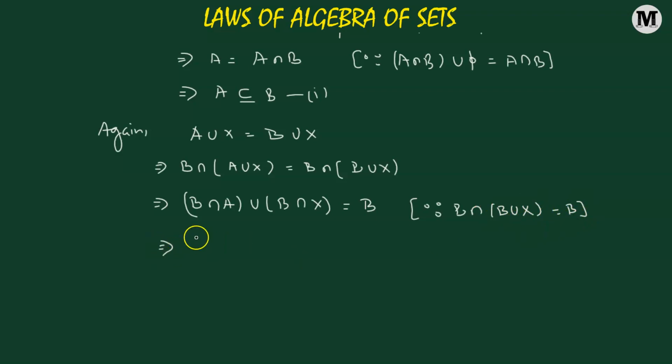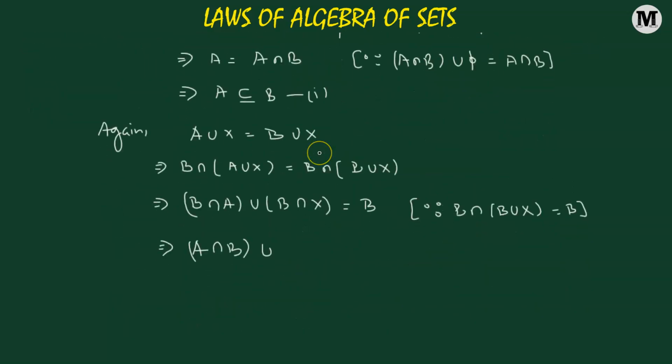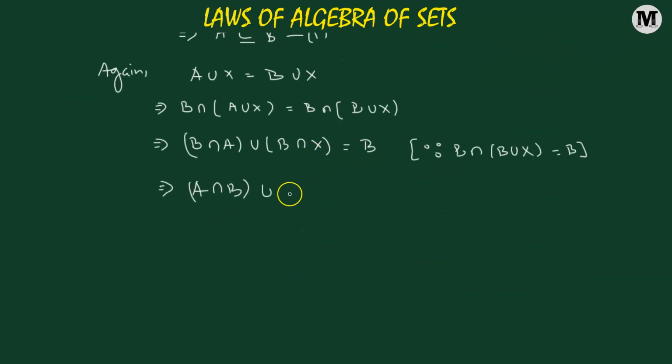Now we have B intersection A, but we can rewrite it as A intersection B union B intersection X. That's already given to us that that's the null set. So here we can replace B intersection X with the null set. So that will be equal to B. So we have used the fact that B intersection X equals the null set. Okay. Now, what is the union of a set with the null set? Again, we have the same set. So we have A intersection B, that will be equal to B.